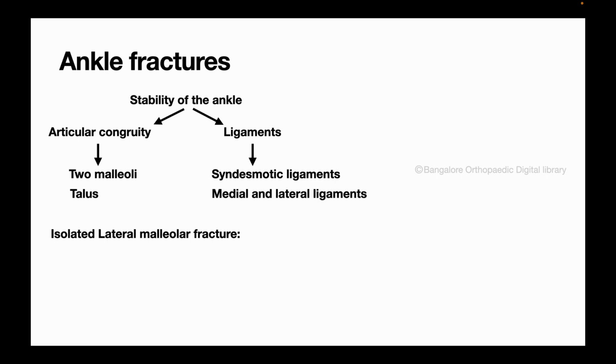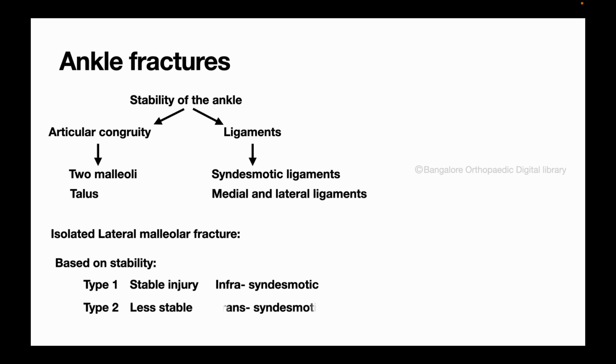Generally, the ankle fractures are classified based on the stability and hence decide appropriate treatment. One simple way to classify isolated lateral malleolar fractures is based on the intactness of the syndesmosis, like a stable injury which is infrasyndesmotic, less stable injury which is transsyndesmotic, and an unstable fracture which is a suprasyndesmotic injury.